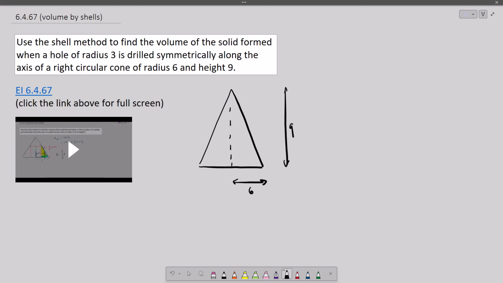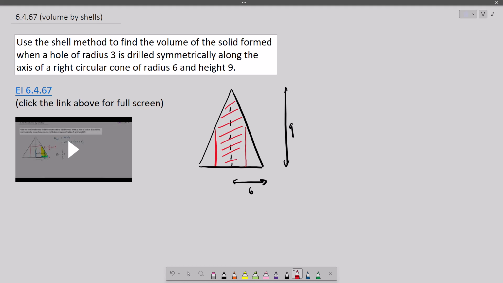And then we're going to take our bit and come straight from the top and drill out a radius of 3. So we're going to drill out and remove all this stuff. All that stuff's going to go away. Everyone with me? So all that stuff's gone.